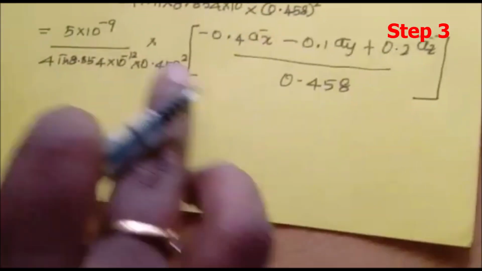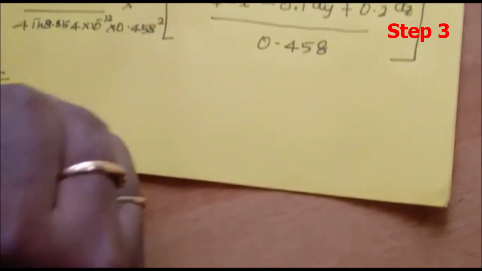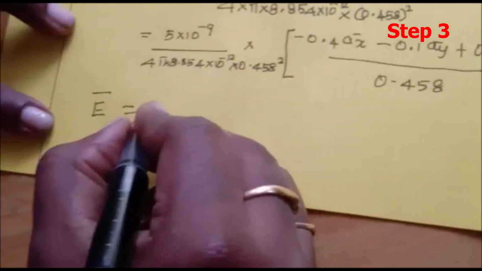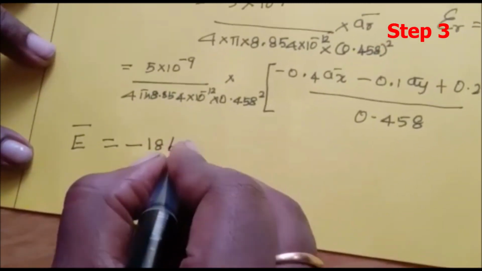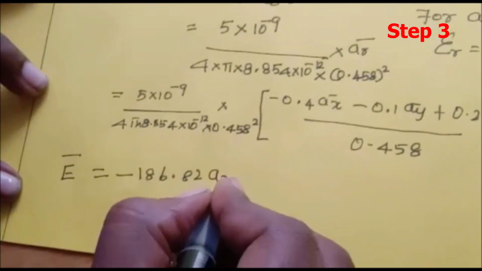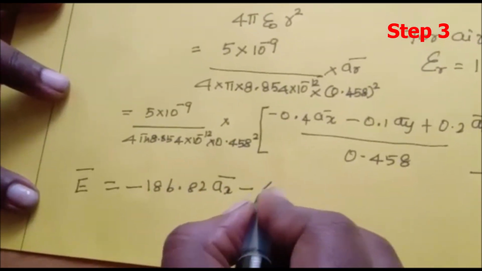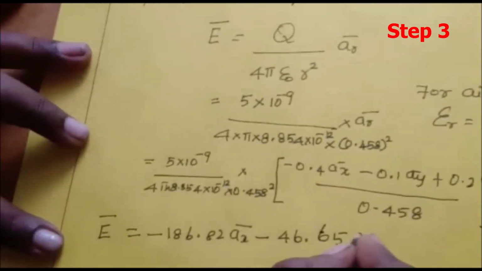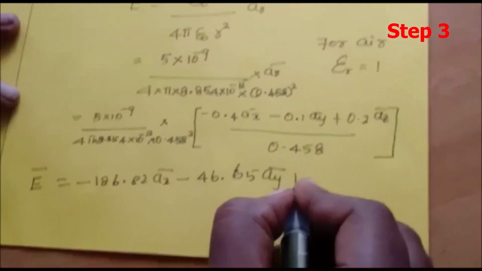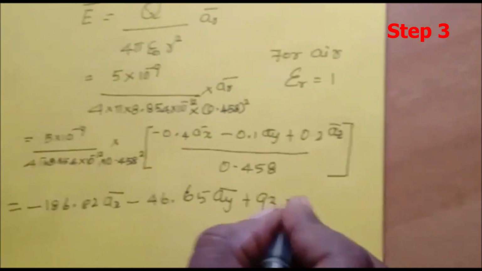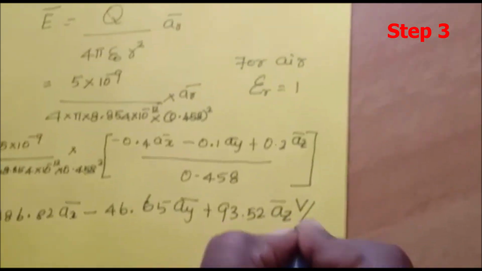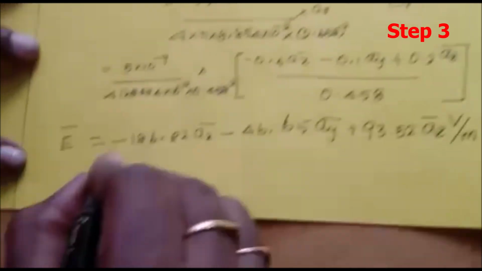Now multiplying all those values, we get the answer for your electric field intensity in vector form: minus 186.82 AX minus 46.65 AY plus 93.52 AZ. The unit of electric field intensity is volts per meter.